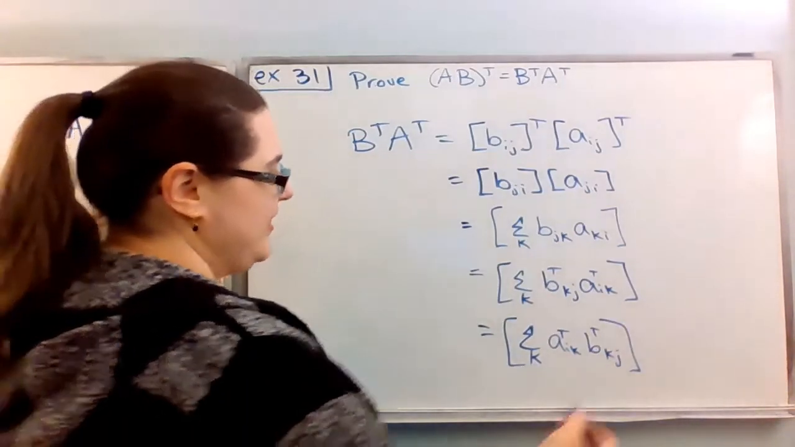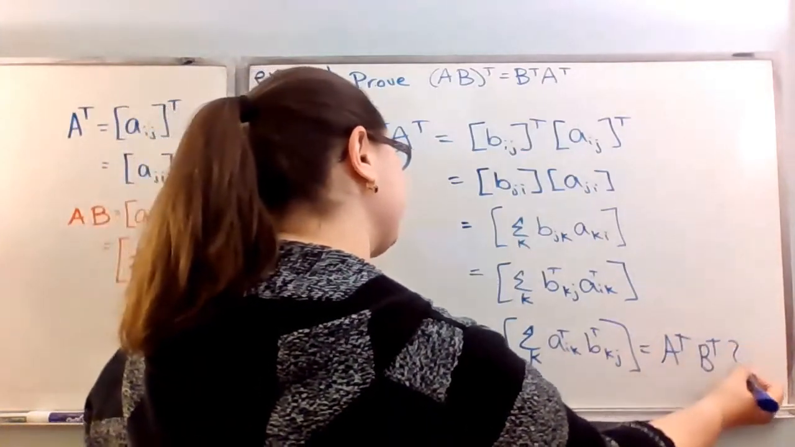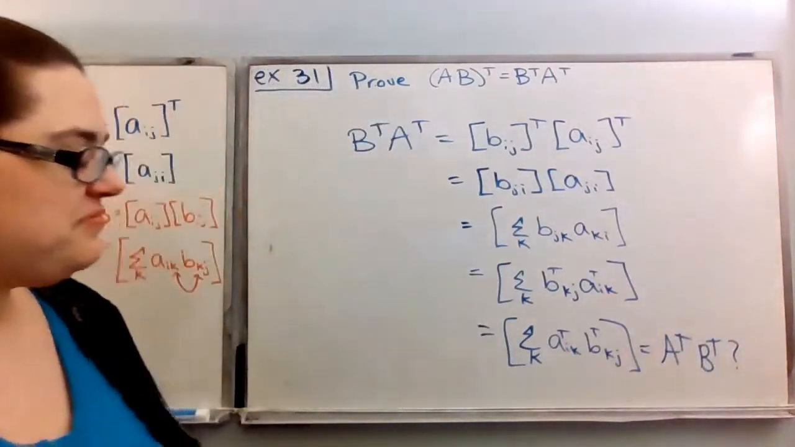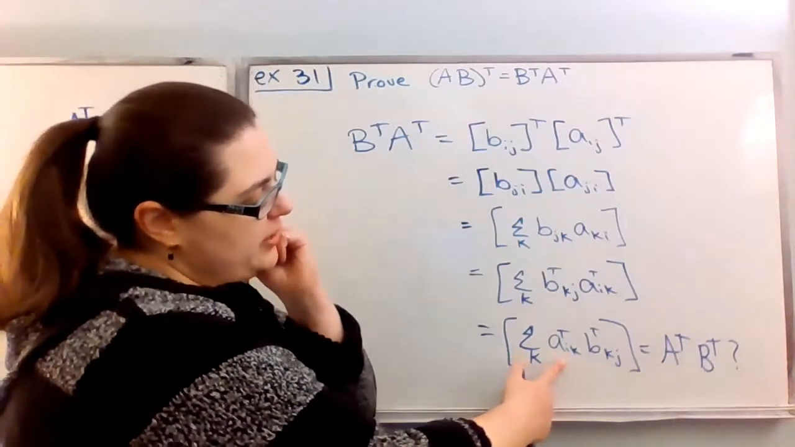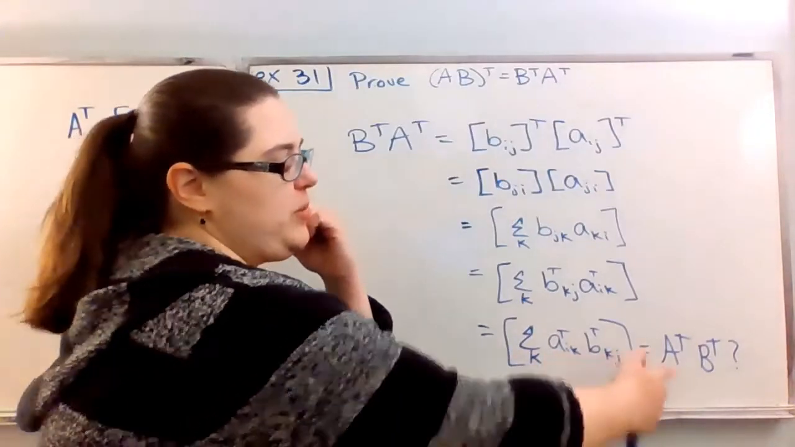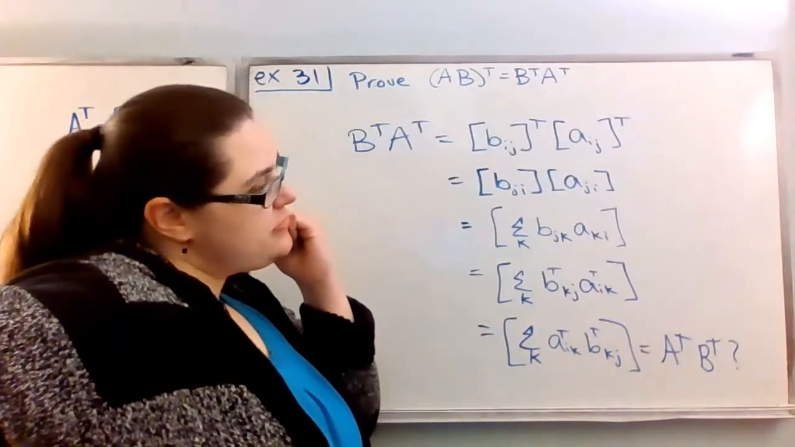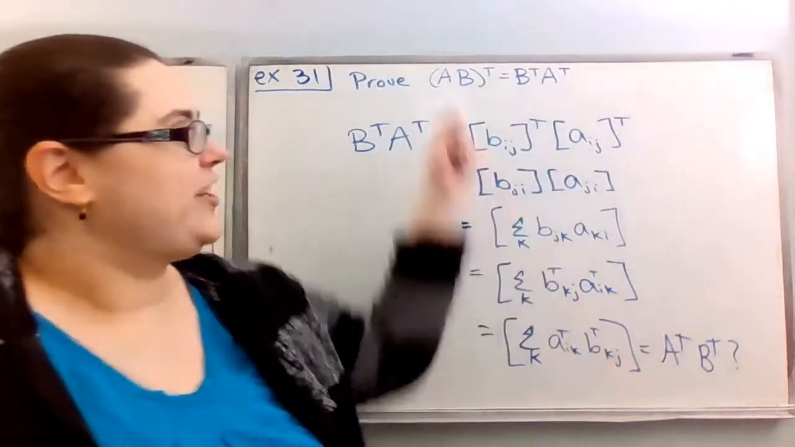Now, which is A transpose B transpose. Because now I've got the ik-th element of A transpose and the kj-th element of B transpose. So shouldn't that be that? And that's not where I wanted to get to. I wanted to get to this.